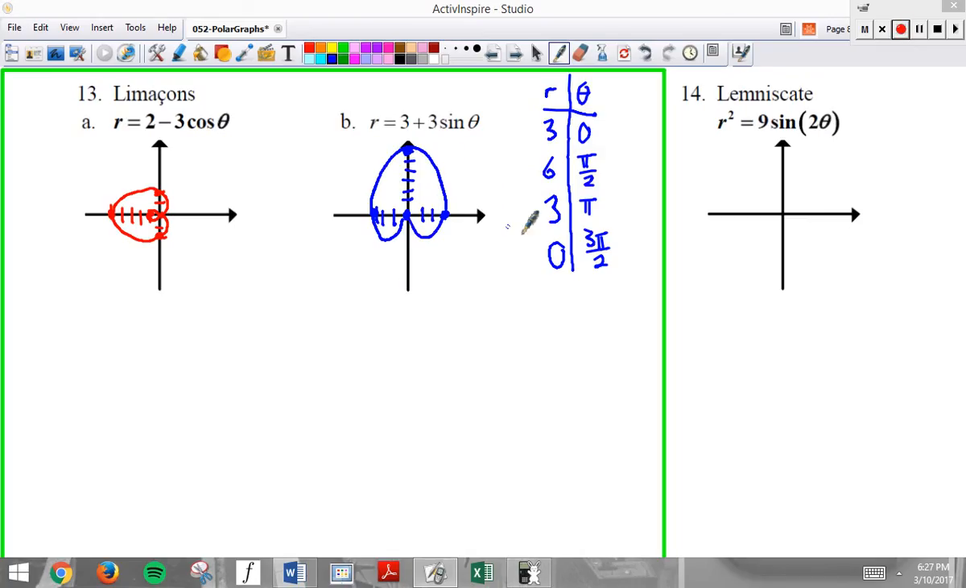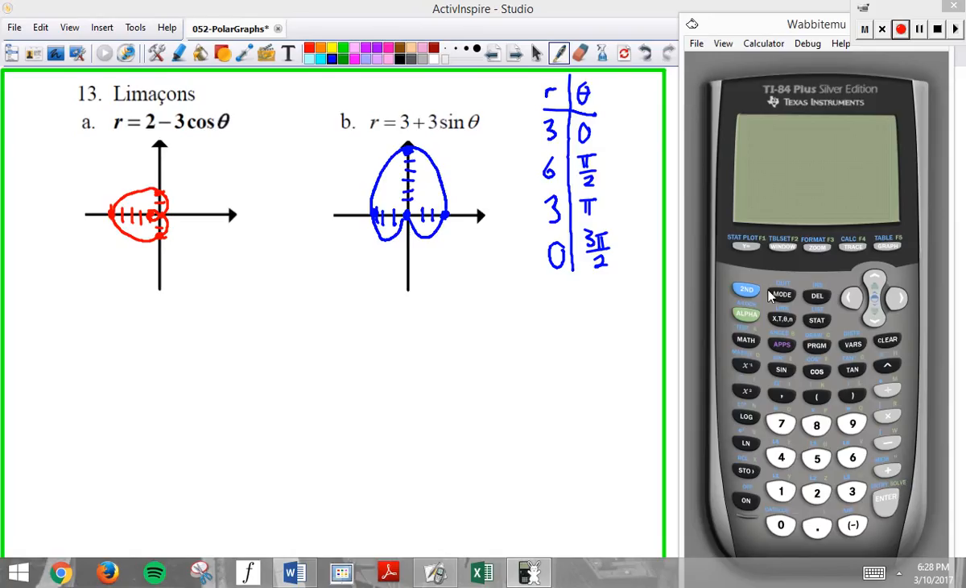Okay. This one doesn't have an inner loop. Let's check. Why doesn't it have an inner loop? Kind of because the radius is never going to become negative. If the radius becomes negative, there would be an inner loop. It'll mess it up. That's our old one.